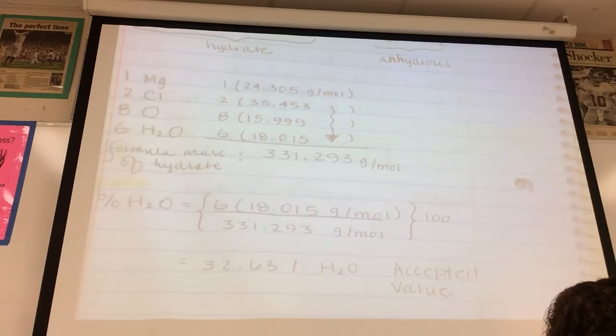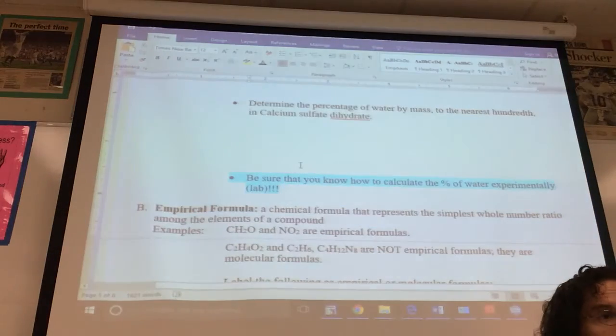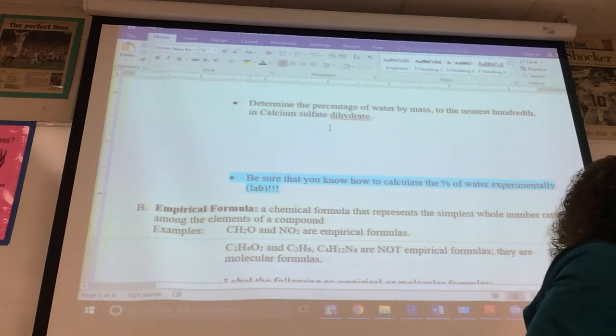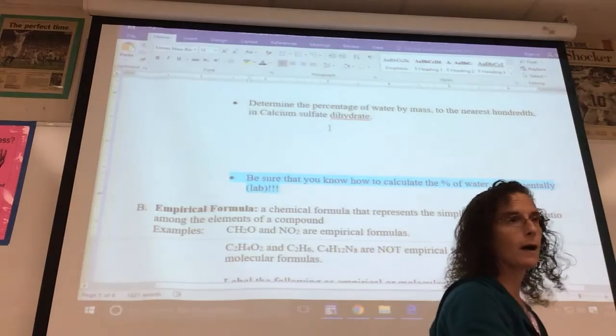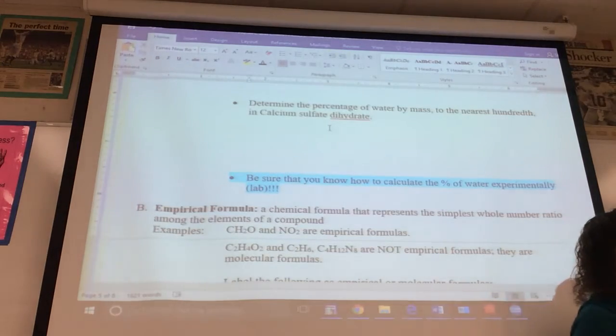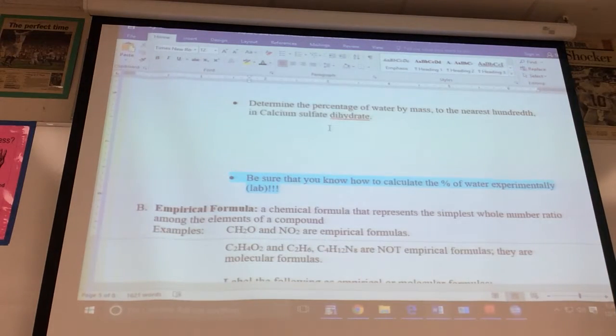Okay, for the next one, you want to do it together or you want to try it yourself? Try it? All right. Determine the percentage of water by mass to the nearest hundredth in calcium sulfate dihydrate. Give it a try. Let's figure about 5 minutes to give it a shot. We'll go over it. I'll tell you what classwork goes with it, exactly what you'll be assessed on your quiz, which is scheduled for Monday.